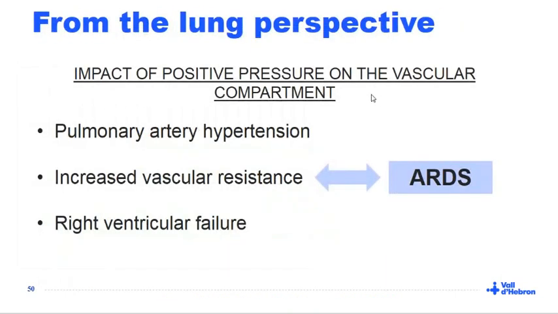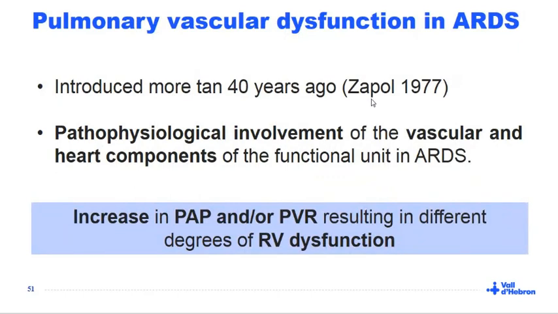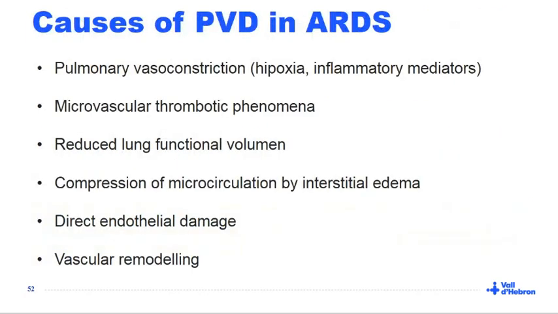From the lung perspective, the impact of positive pressure on the vascular compartment is clearly shown. We will have pulmonary artery hypertension and increased vascular resistance and right ventricular failure, which are all common in ARDS, because ARDS and ventilator-induced lung injury are very linked. And pulmonary vascular dysfunction in ARDS was introduced more than 40 years ago, and it is mainly defined as an increase in pulmonary arterial pressure or pulmonary vascular resistance, resulting in different degrees of right ventricular dysfunction. It has many, many causes in ARDS that may facilitate the appearance of pulmonary vascular dysfunction.